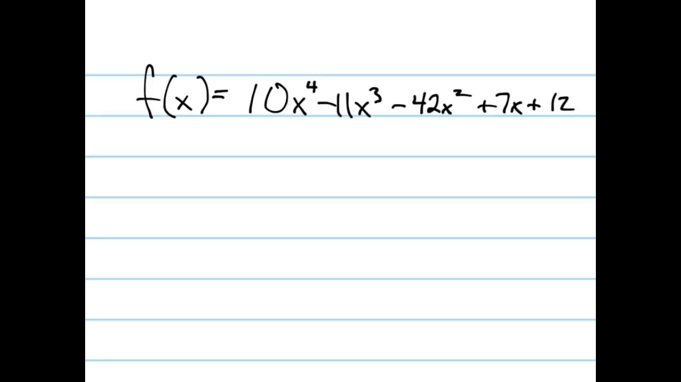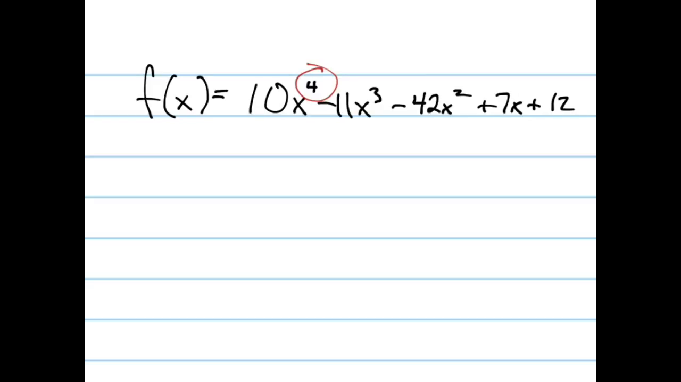So the first question is, how many possible real zeros could I have? What's the maximum number? Yes, 4. Because it's a degree 4, can't have more than 4 real zeros.